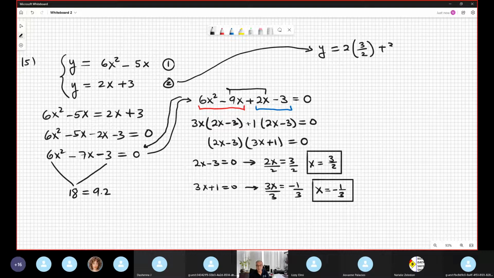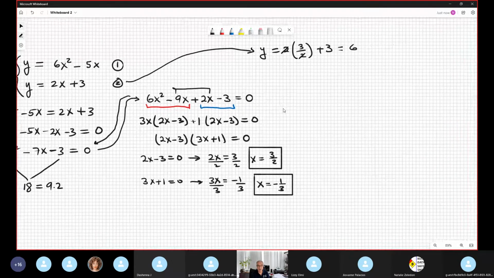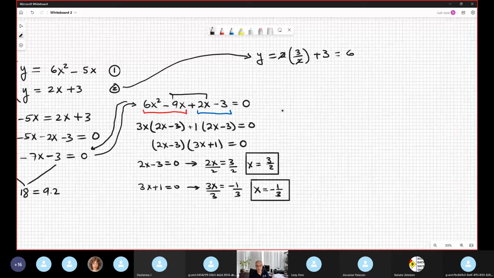Plus 3. These 2 are cancelled. And 3 plus 3 is 6. Okay, so let me say, just stop. Don't try to plug it in the other. No. What is the conclusion? The conclusion is for x equal 3 over 2, the y value is 6. Okay? And this is my solution.